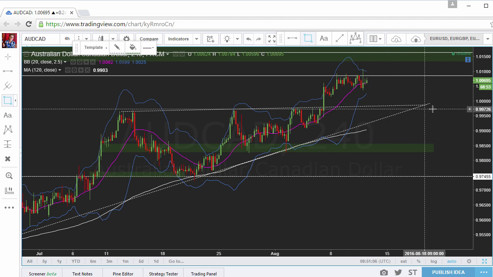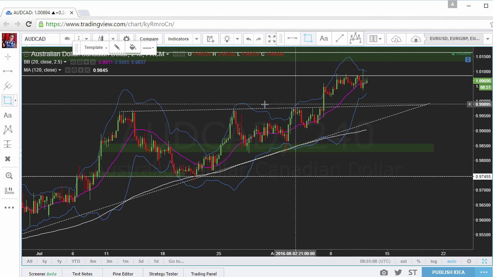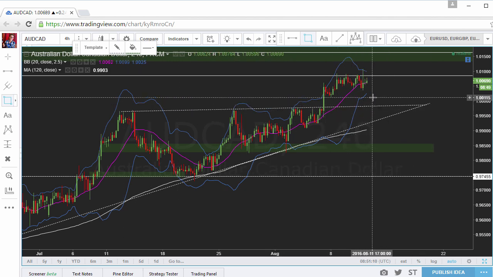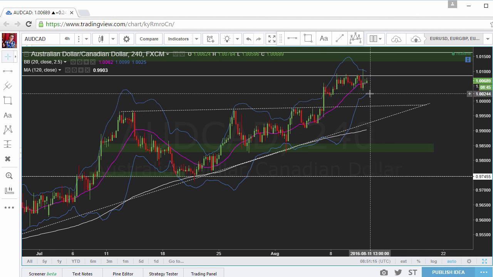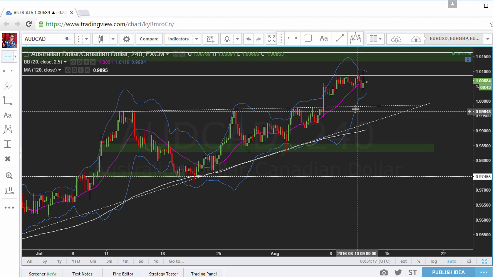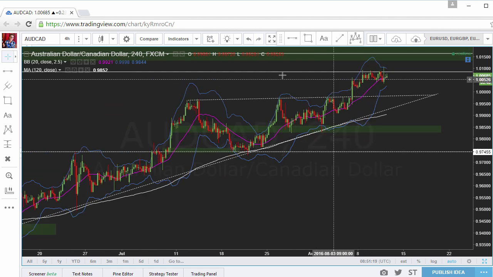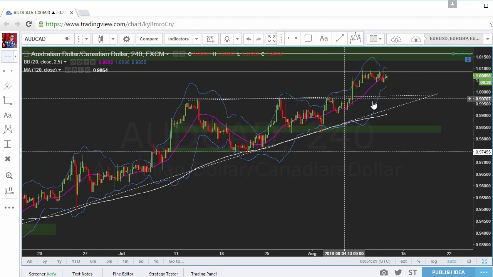Then here I already marked this trend line, which will be very important once we move lower below the 20 SMA on the daily chart. And yeah, that's basically all the must-have levels on your charts.